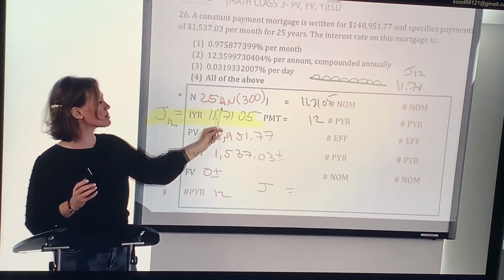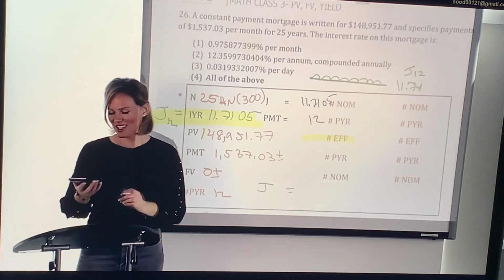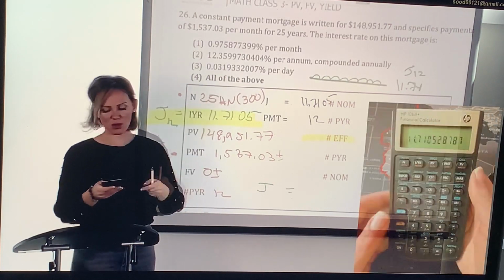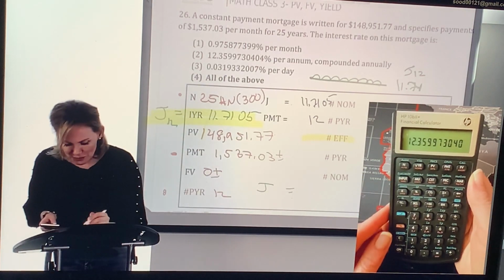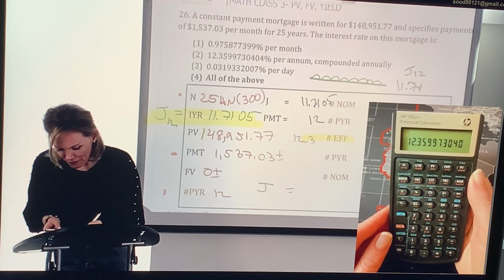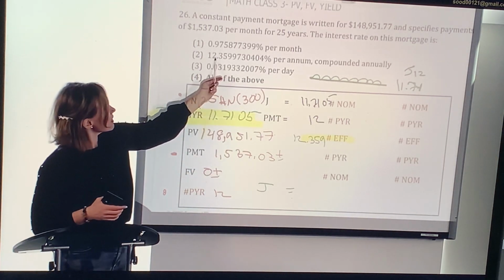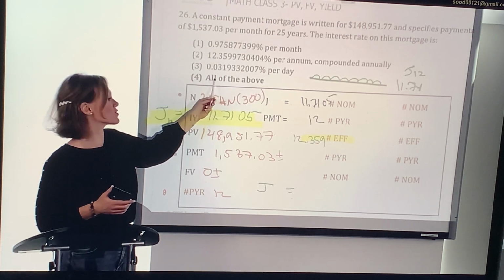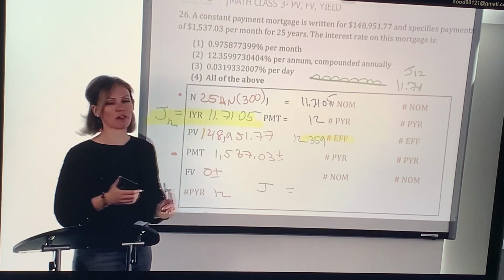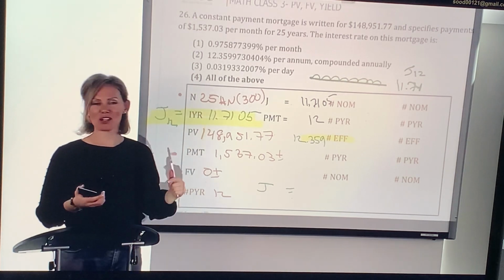If you just want to see how much my rate is going to be in J1, you just press shift effective. Do that right now. Shift effective. And mine came up to 12.35999 something, right? Is that matching? Yes, it is. So option 1 and option 2 are true. That means it should be all of the above, right? You see what I've done? If I want to convert something to J1, I just press shift effective. Every time I do shift effective, it converts automatically to J1.